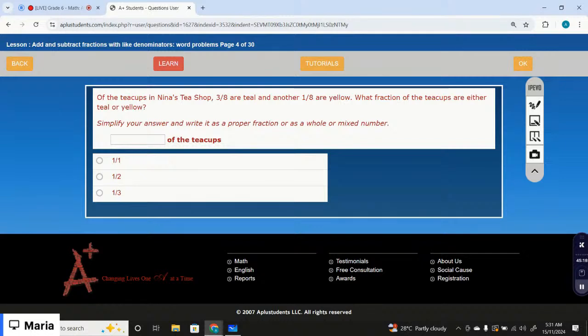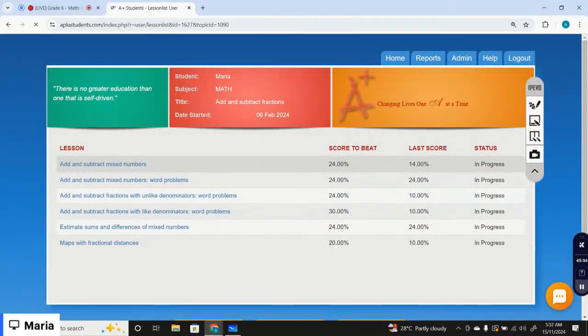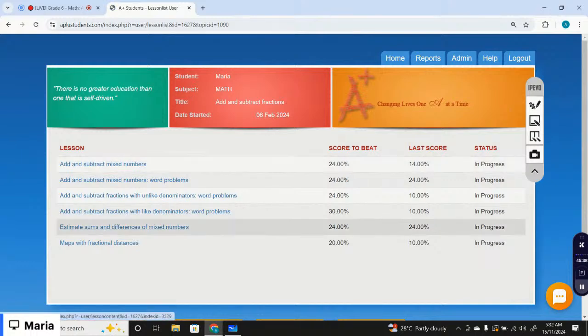That is 1 over 2. Option number 2 is the correct option. Okay, you can complete the lesson by yourself later today. Let's just move on to the next lesson. Estimate the sums and differences of mixed numbers. Let's just start with the lesson.